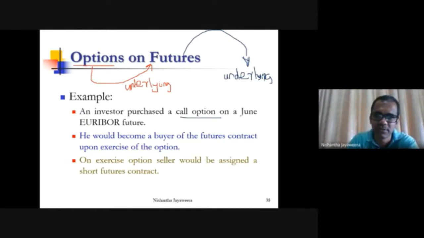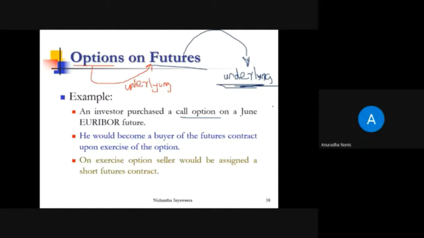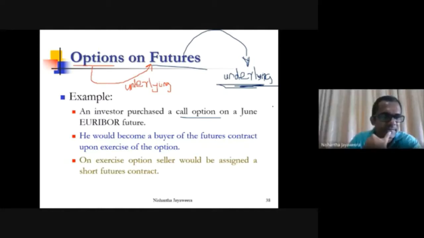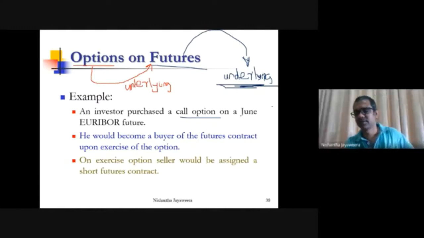Since it's a call option, the buyer of the call option, if he exercises his right, will buy the futures contract. Whenever he buys a futures contract, he is agreeing to buy the underlying asset. Is it clear? Yes, sir. So that's what happens. Is it clear now? Yes, got it, sir.